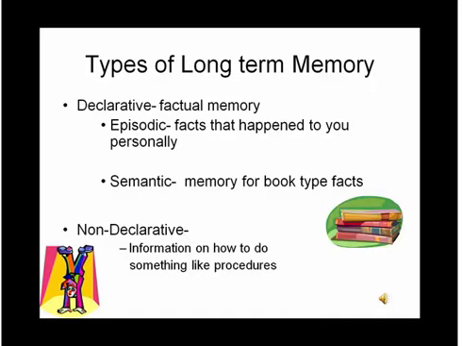But what you wore to bed last night, and what you ate for breakfast, and when your first kiss was, and what your childhood was like, that's all episodic memory. Now we have another form of memory, which is called non-declarative memory. Non-declarative memory is sometimes called procedural memory. This is for your habits and procedures. So it's information on how to do something, like procedures.